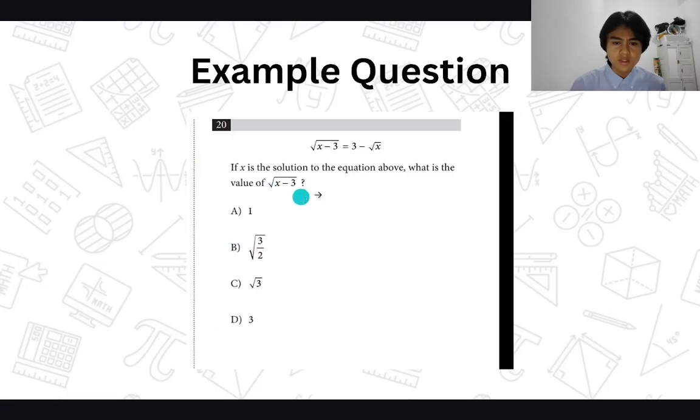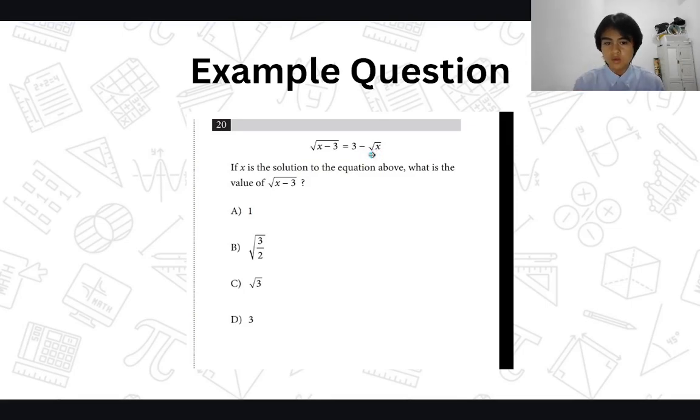Another fast trick is to use the multiple choice. So 1 is equal to the square root of x minus 3, and you can just square that, so you get 1 equals x minus 3, and you get that 4 is equal to x. You plug it into the equation and you get that the left side is 1, and 1 is equal to 3 minus the square root of 4, which is 2, so 3 minus 2 is 1. So yeah, 1 is 1.